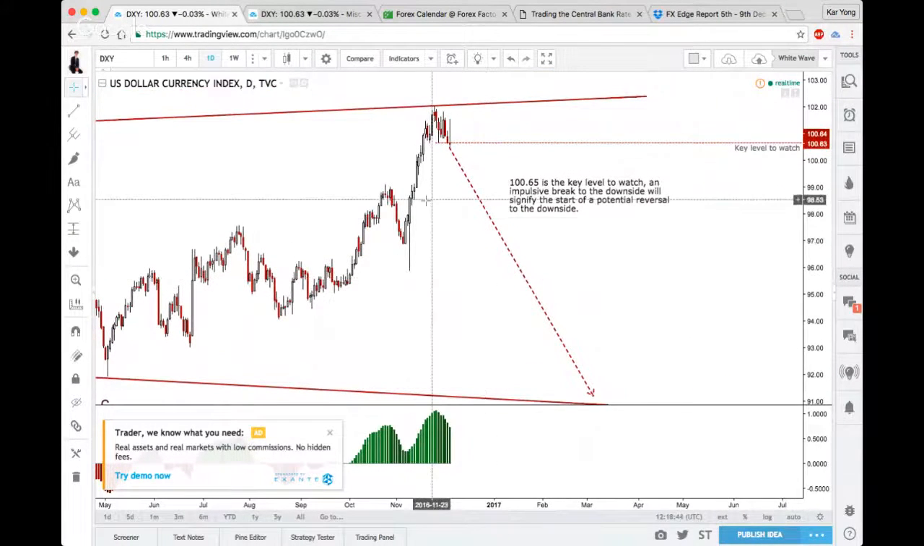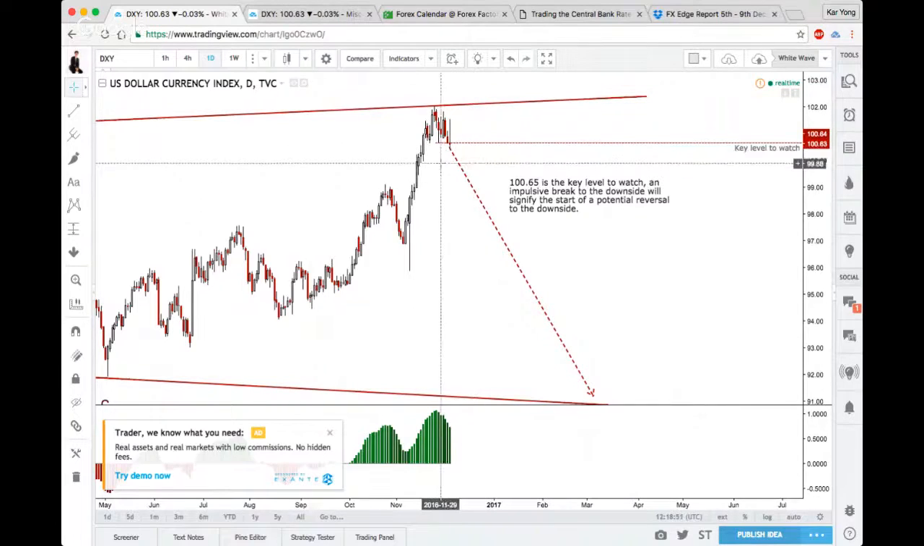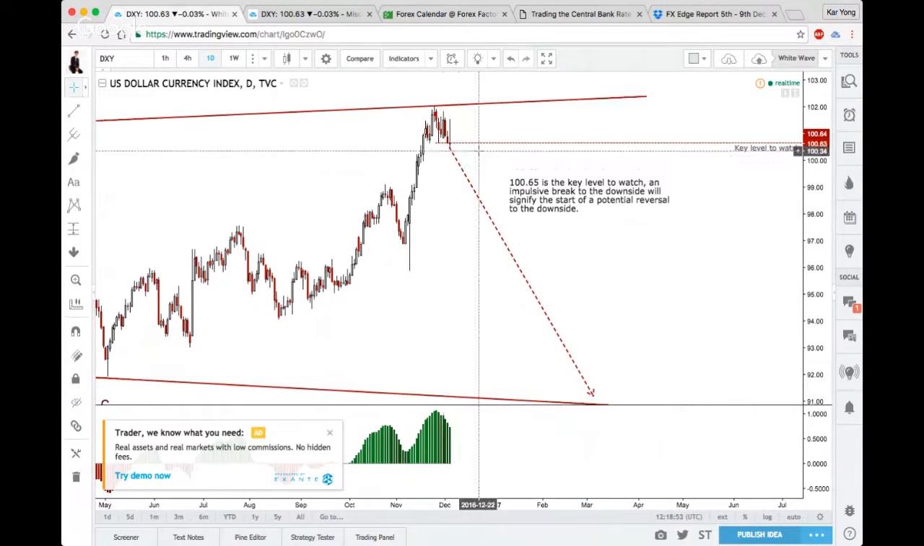What's going to be the catalyst to drive weakness in the dollar would be if next week the Fed decides not to increase interest rates and to put it on hold. We might see that sell-off in the dollar coming.